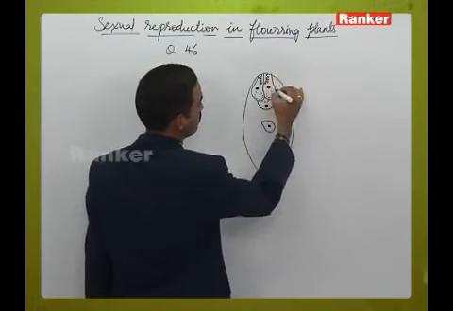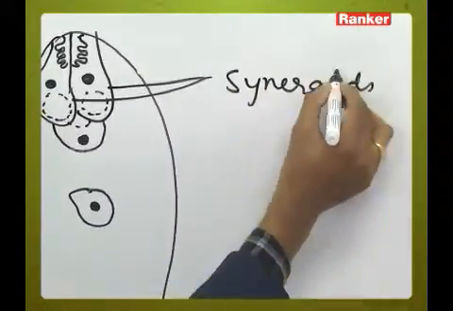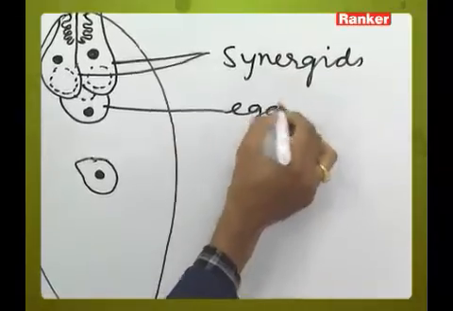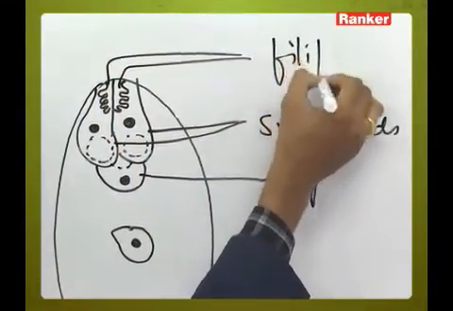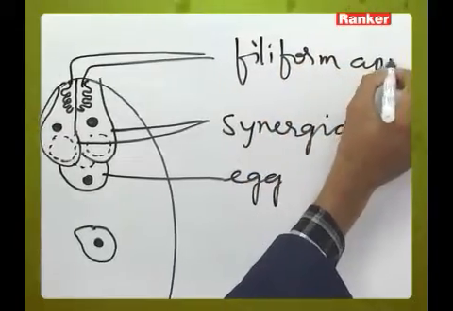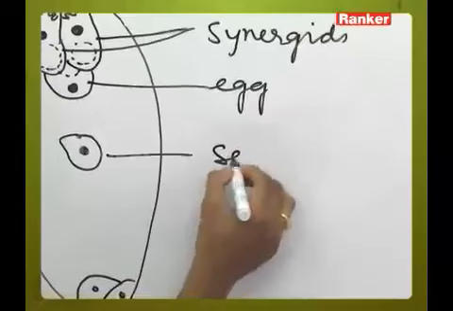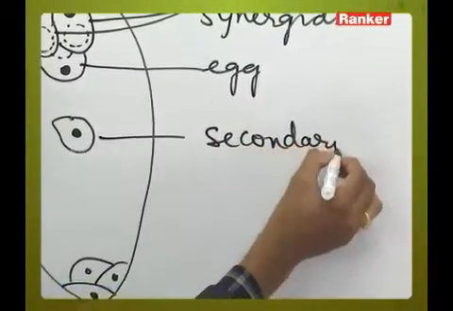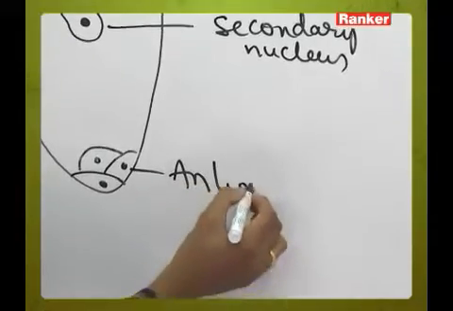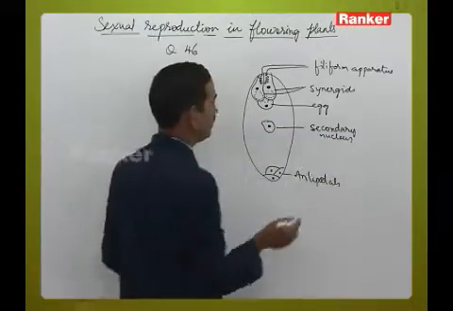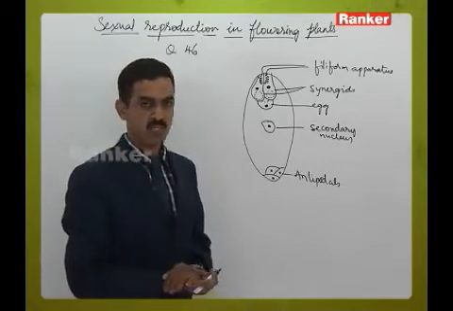Okay, here these two are called synergids, and this is an egg cell. These are the filiform apparatus which are present in synergids. This is a central cell, or we can call it the secondary nucleus, and these are antipodals. So this is a diagram of an embryo sac containing 7 cells and 8 nuclei.